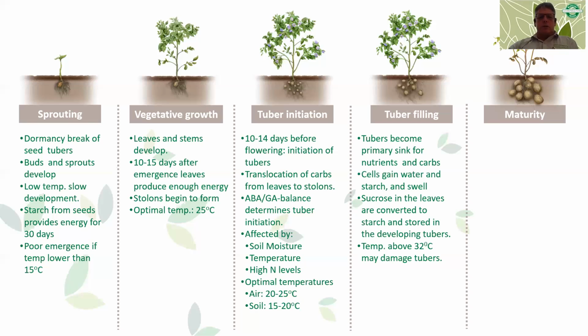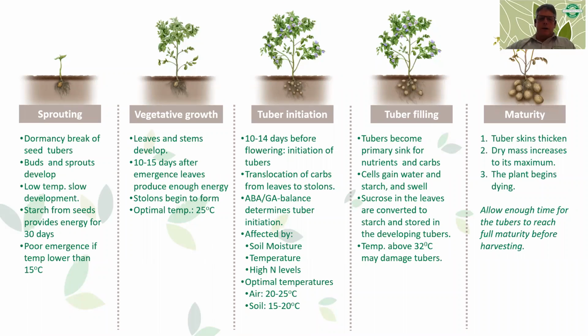The next phase is your tuber filling. And this is where your tuber becomes the primary sink for all nutrients and carbohydrates produced by the plant. So whatever energy the plant has, whatever nutrients it's uptaking, it's trying to send it down to the roots and to your tubers for filling. Your cells start gaining water and starch, and they start swelling. All the sugars in the leaves are converted to starch, which is then stored in the developing tubers. At this stage, high temperatures above 32 degrees can damage the tubers. You literally end up cooking your tuber in the ground. So you want to keep it cool at that stage.